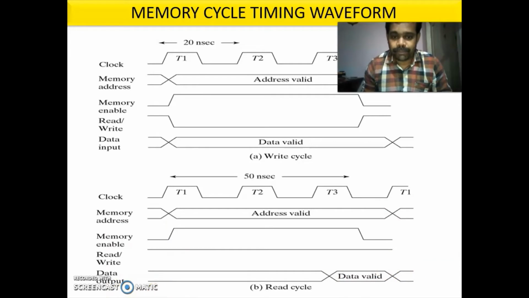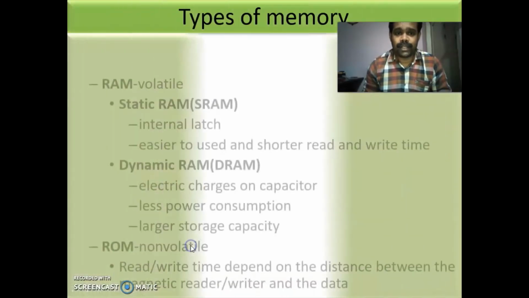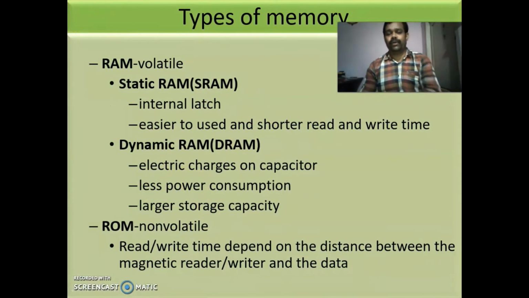Okay, this is the memory cycle timing waveforms for read and write cycles. Now the next one is types of memory. There are two types of memory, mainly RAM and ROM. RAM is volatile. Volatile means when power is off, the memory will not be stored there. Non-volatile means even if there is a power failure, the information stored in the memory will be present there.